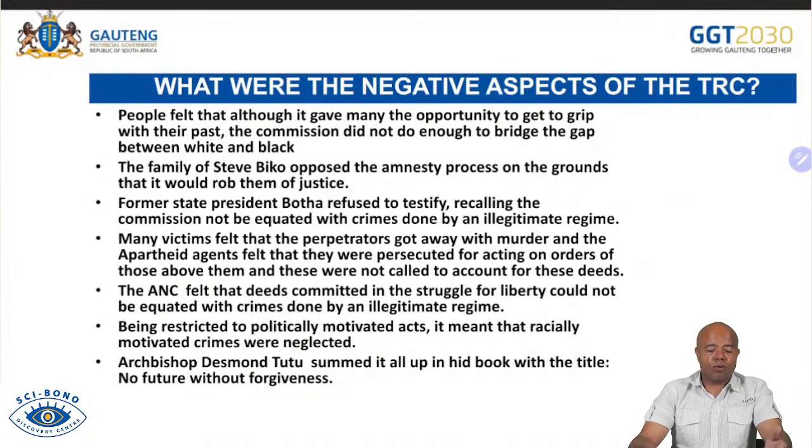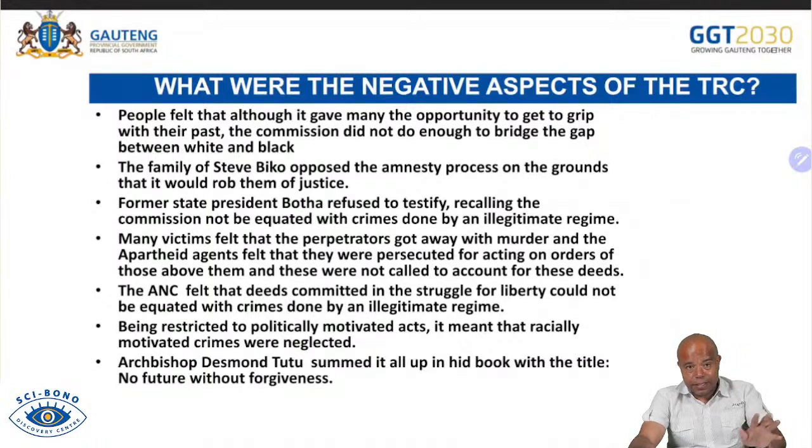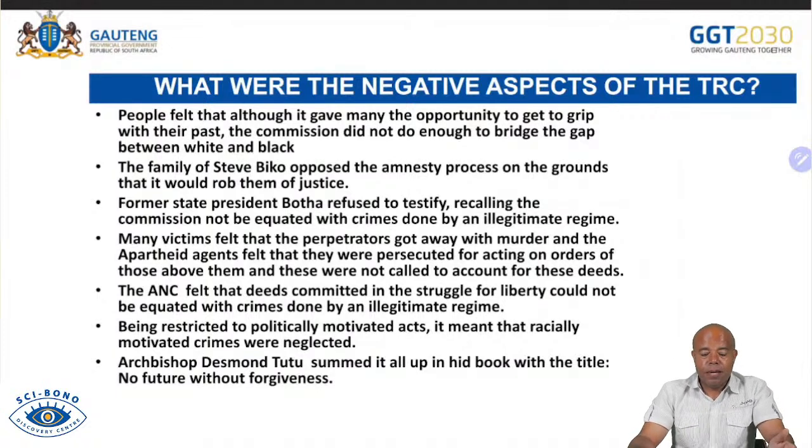And this also brings us to the point where this whole thing was being restricted to politically motivated acts. So it means all the crimes must be politically motivated, so the racially motivated crimes were neglected. If a black person killed a white person, that crime was neglected basically. But some white people felt, listen here, those crimes had nothing to do with politics basically.